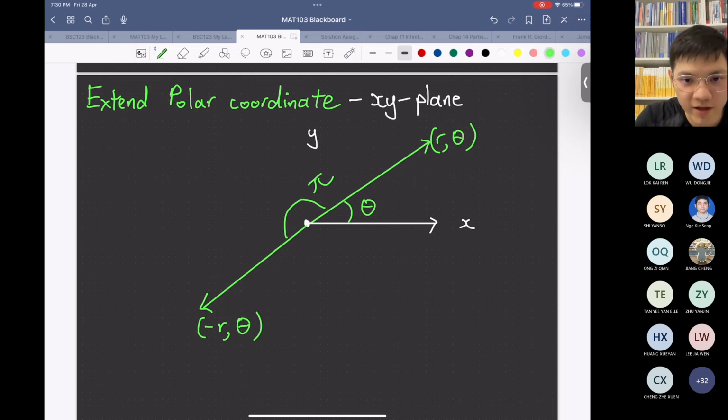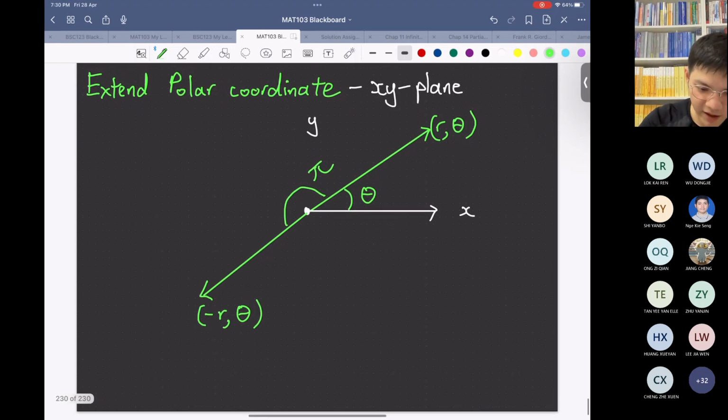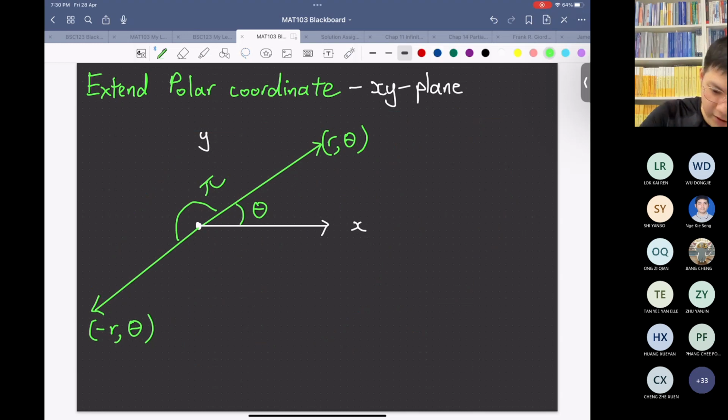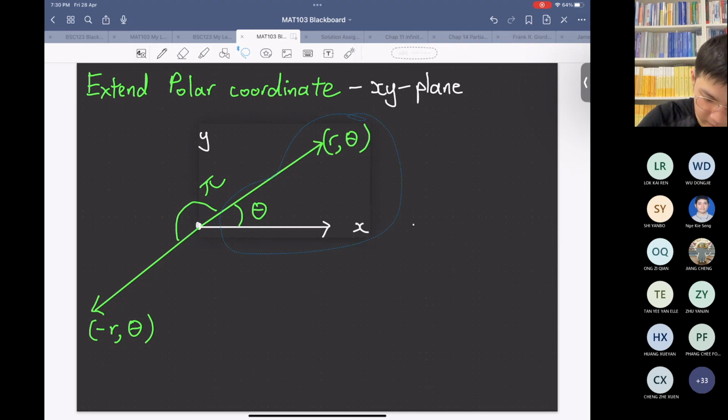So why do we have this minus r? Because we can also have minus theta. Minus theta, I think, is quite more intuitive. So what do we mean by minus theta? Let's do the same game here.